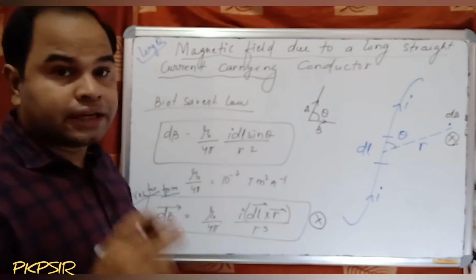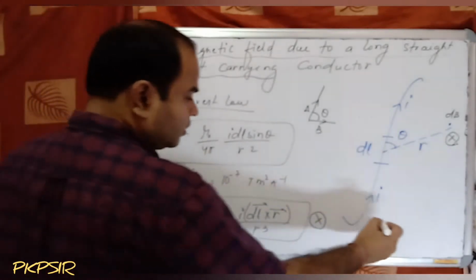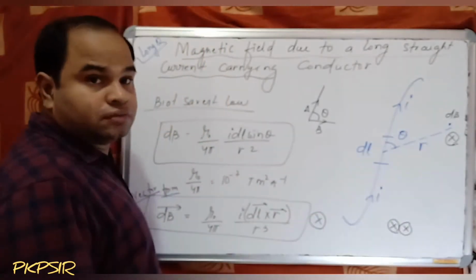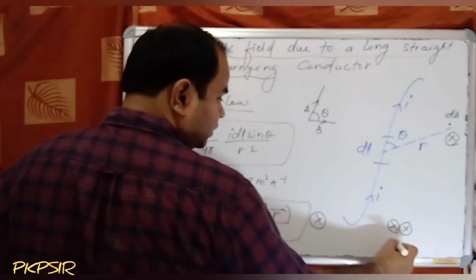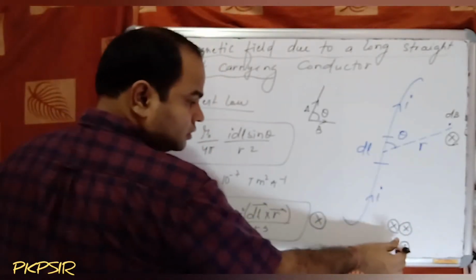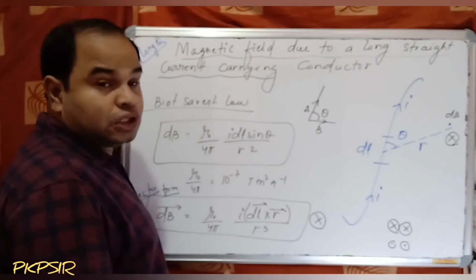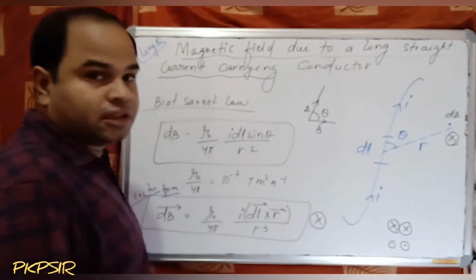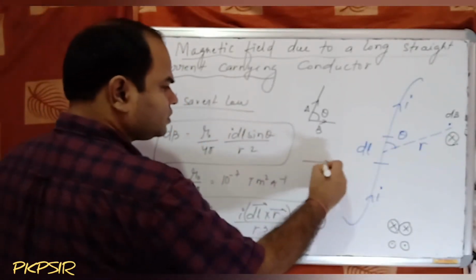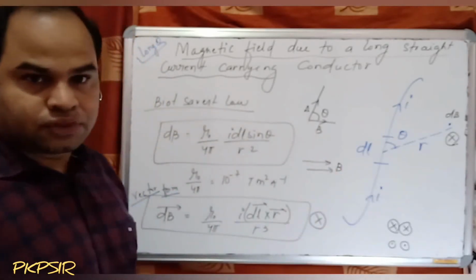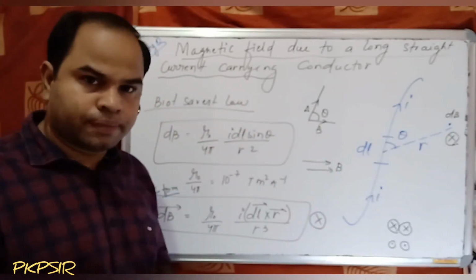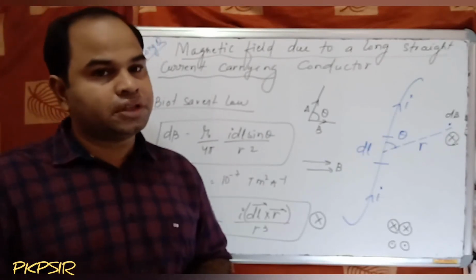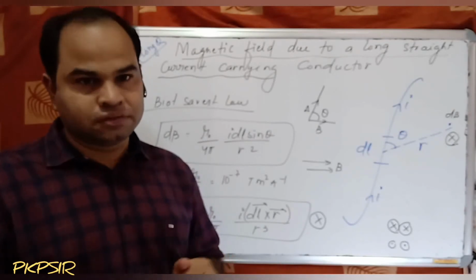So again I am revising. If the magnetic field is moving inward, it is represented by a cross. If the magnetic field is moving outward, it is represented by a dot. Cross means inward magnetic field, dot means outward magnetic field. Okay, this is the direction of magnetic field, you know this. And one more thing, this chapter is famous for direction, so if we find the direction well, it will be easy.